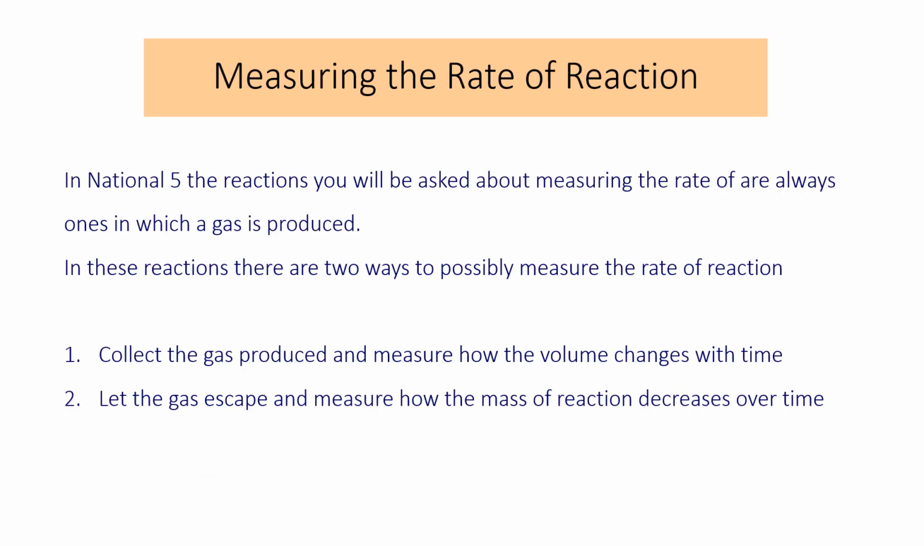Now, when it comes to measuring the rate of reaction, the types of reaction you will be asked in National 5 always involve a gas being produced. And when it's a reaction with a gas being produced, there are two ways to measure the rate of reaction. One is to collect and measure the volume of gas being produced, or you can let the gas escape, and because gas does have weight to it, you can measure how the mass of reaction would decrease over time.